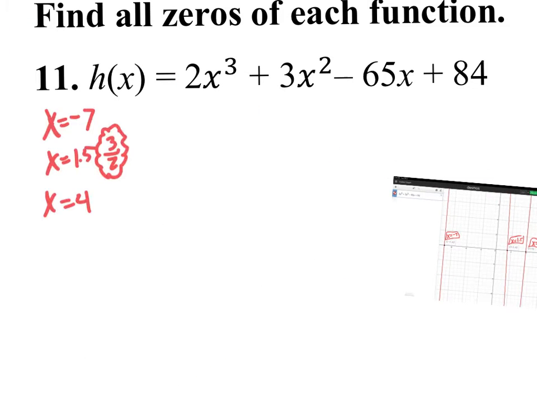So here are our answers. X equals negative 7, 1.5, or you could rewrite it as 3 halves. It might be a little easier to work with fractions, unless you're using a calculator. And then x equals 4.